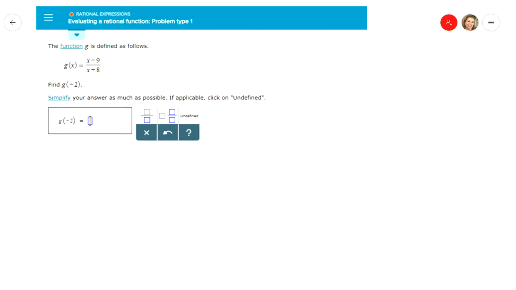It says the function g is defined as follows. g of x is equal to x minus 9 divided by x plus 8. Find g of -2. So, g of -2, which means everywhere there is an x, you are going to stick in the -2.